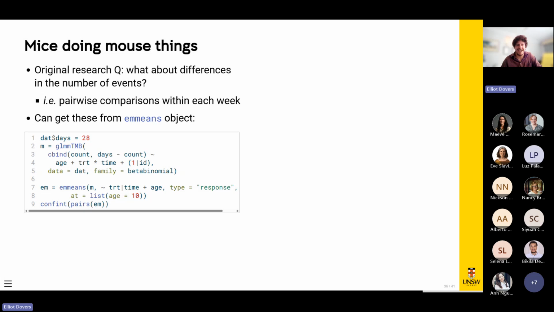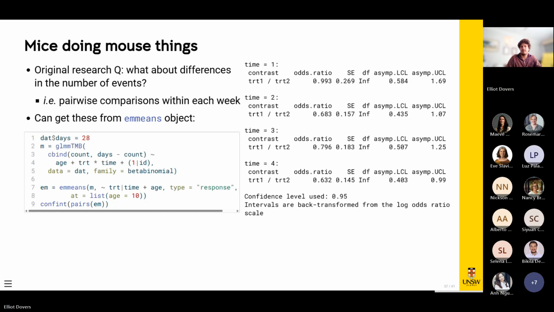And we can luckily get this out of our emmeans object pretty easily. We can use the pairs function, and I want to again use that conf_int function, which is really handy, to get my confidence intervals for any pairwise comparisons that we're doing here. And so, yeah, I can get this out here. But again, we're still on this odds ratio scale now.